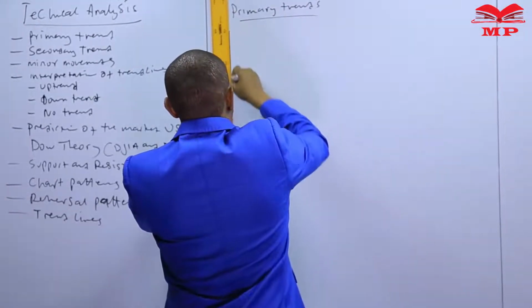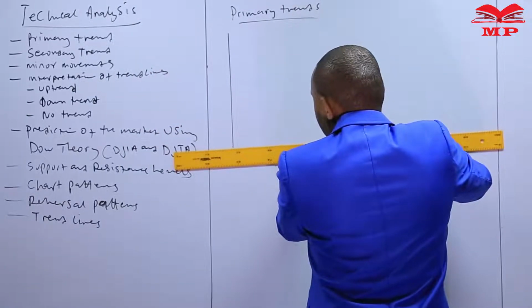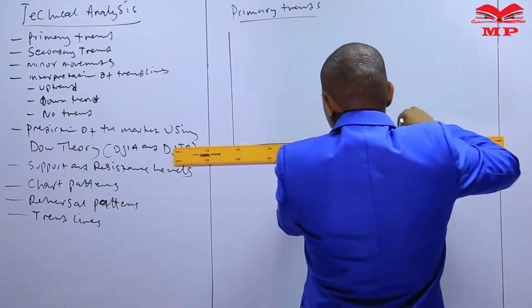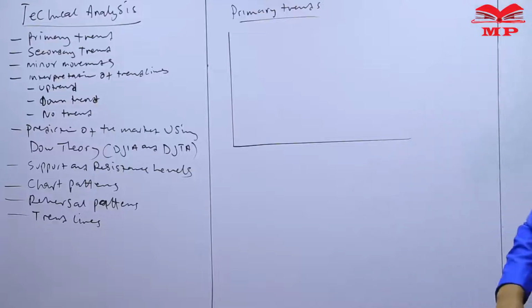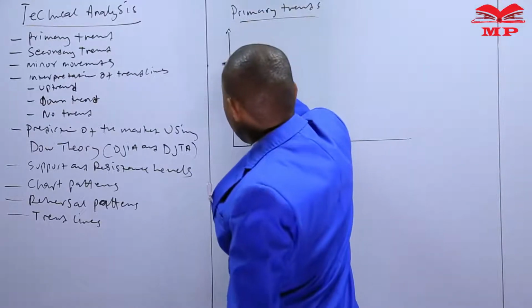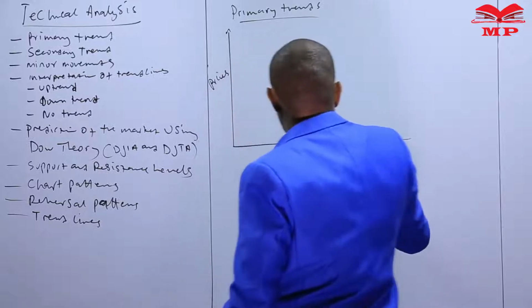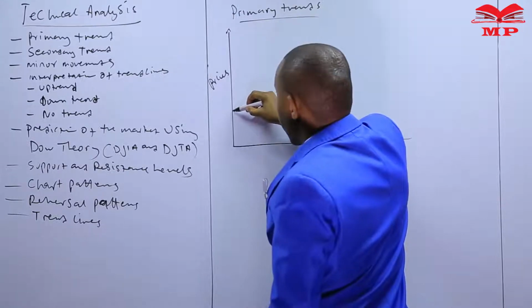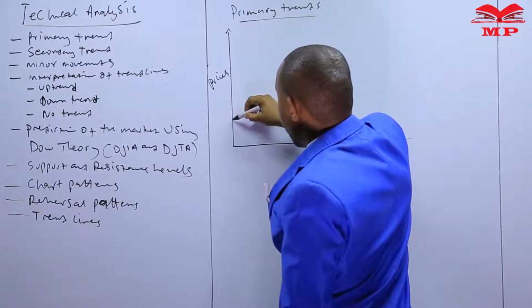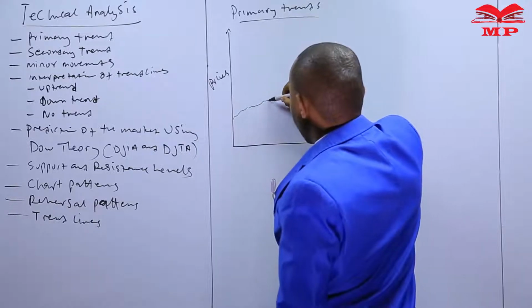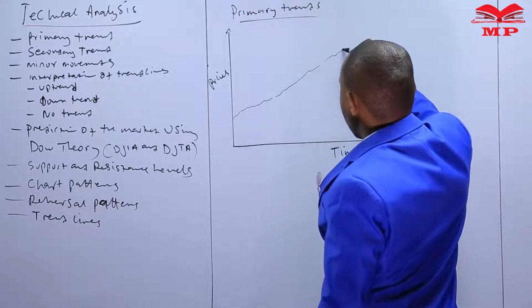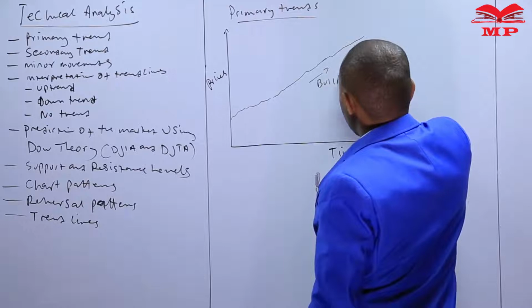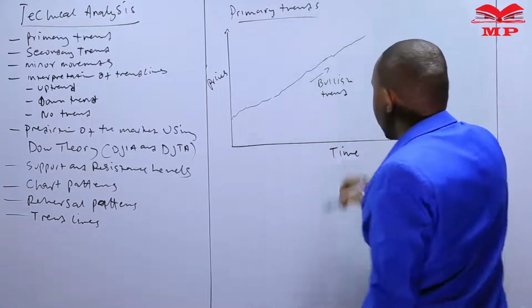So we will draw how the primary trend looks and superimpose the primary trend, secondary trend, and the minor movements on one graph. Here we have increasing prices, and here we have time. So this is the security price that is moving, for example, in an upward direction, a bullish trend.